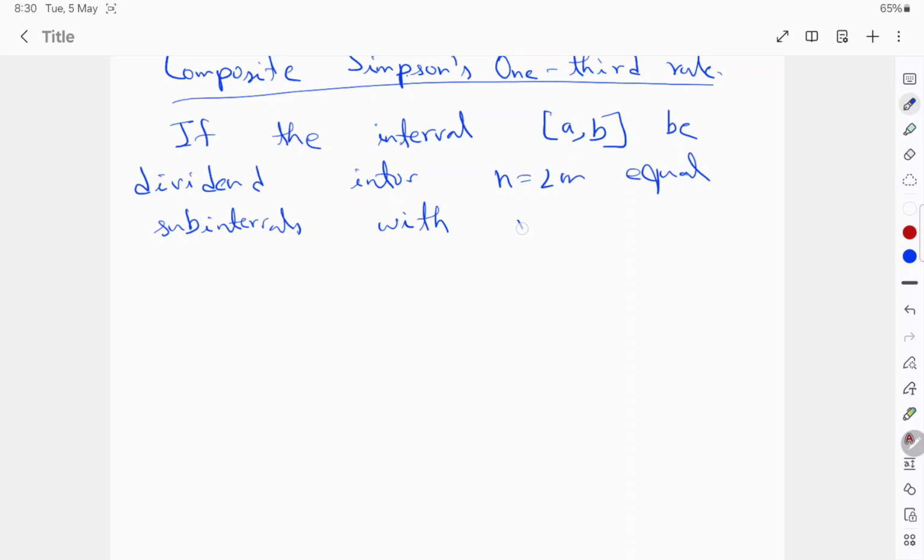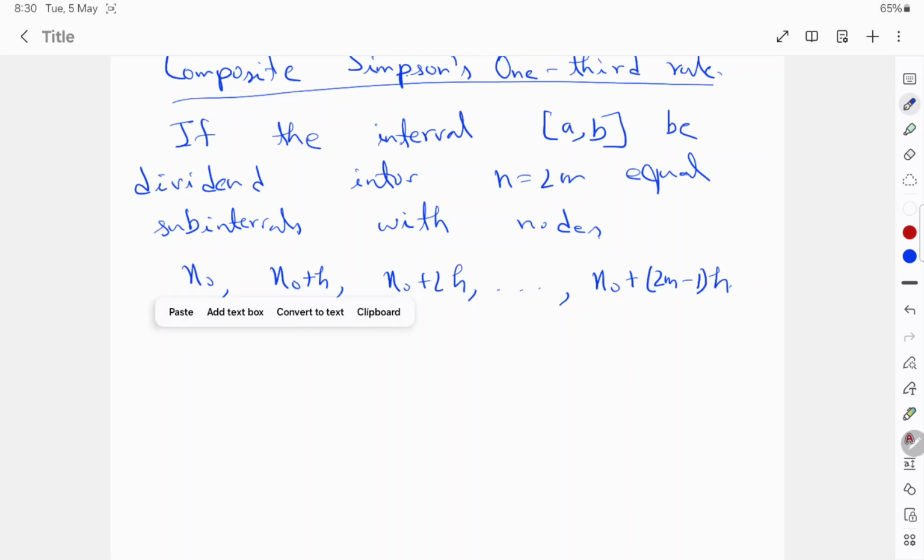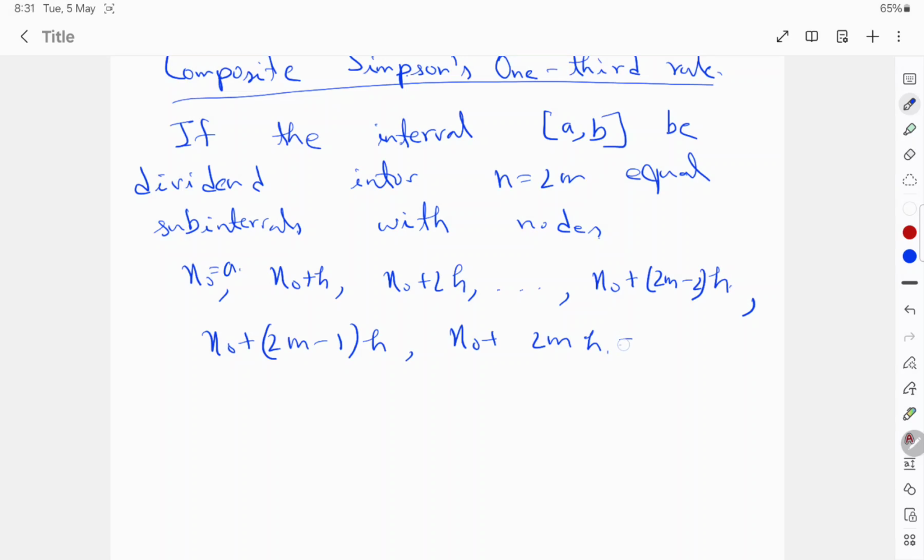Okay, so with nodes x0, x0 plus h, x0 plus 2h, and so on, up to x0 plus 2m minus 2 h, x0 plus 2m minus 1 h, x0 plus 2m h. This way you are collecting all the terms. So this is your actually A, right? And this is your actually B.